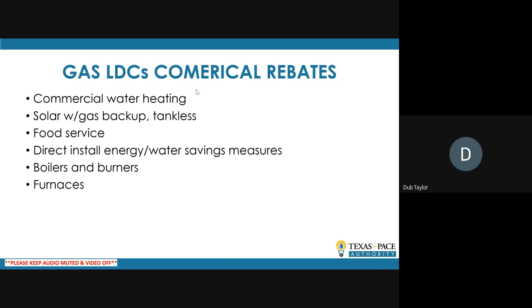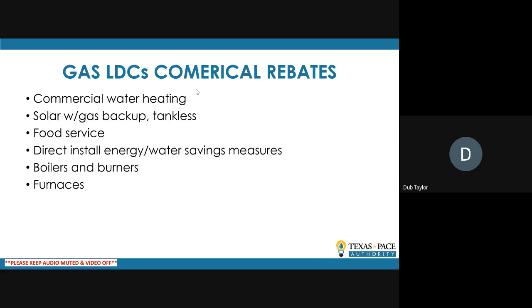Some of the food service equipment, depending on how permanent it is, might qualify for PACE, but some of it may be just equipment that wouldn't, but that's worth looking into. Some offer direct install measures where they will actually contract and have the work done, which is a very easy turnkey way of getting things improved.